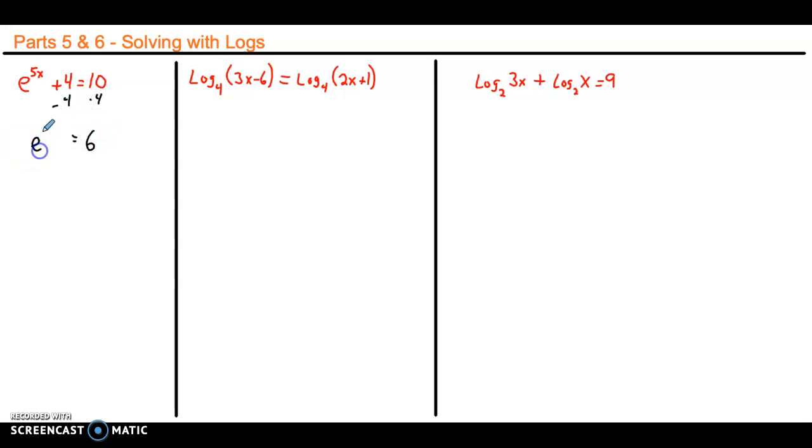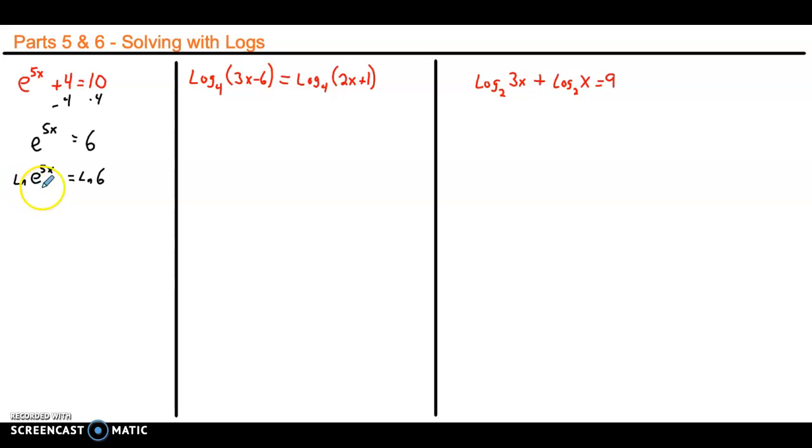6 equals e to the 5x. Okay, to get to this variable x in the exponent position, we need to undo this exponential function. It is a base e exponential function. So what we're going to do is take the natural log, which is the logarithm base e, of both sides. Just like we multiply both sides by 5 or subtract 7 from both sides. Same concept. We're going to take the natural log of both sides.